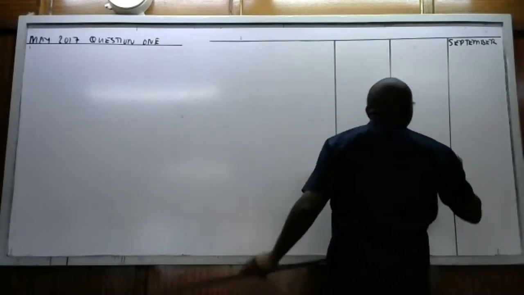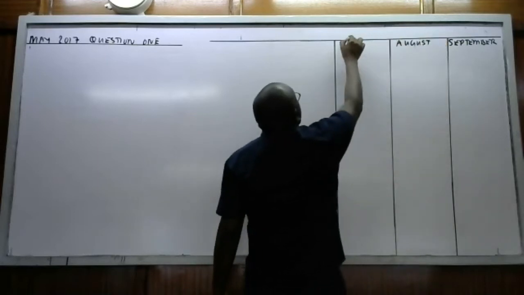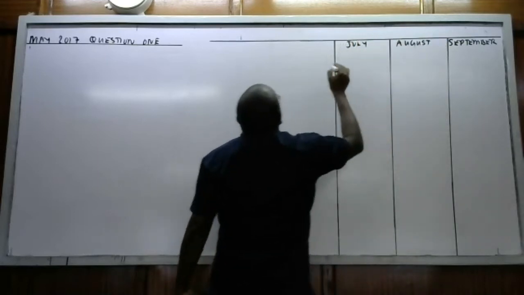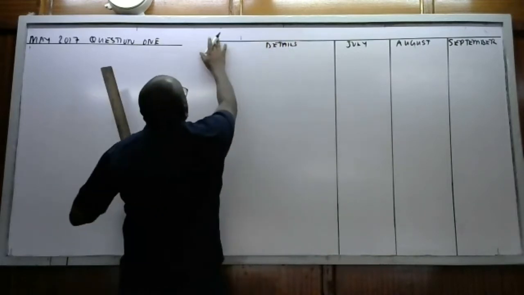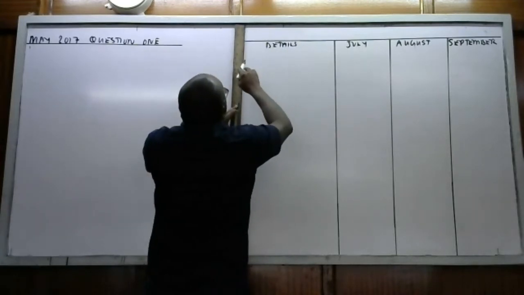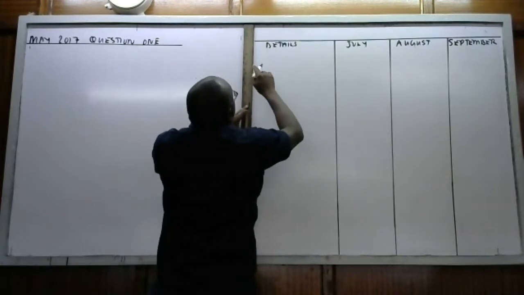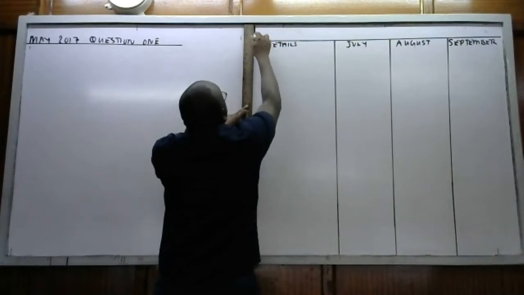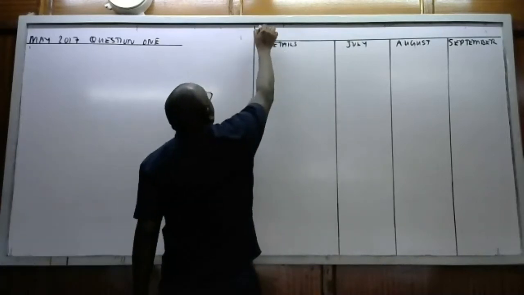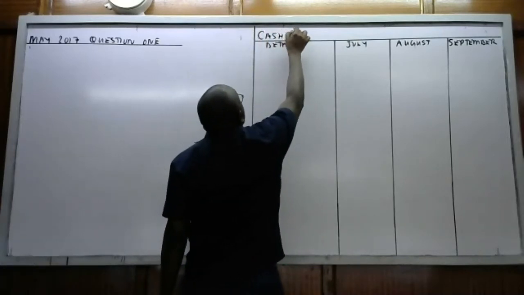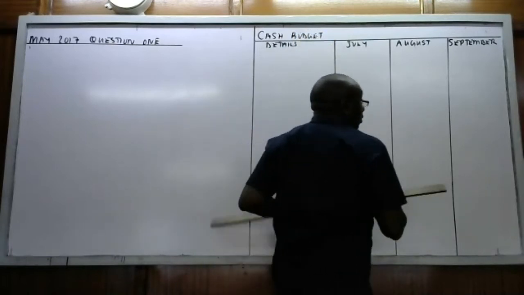Design, you will fill in as you need. So this is August. This must be July. Then we have details here. So this is the cash balance. Cash balance.